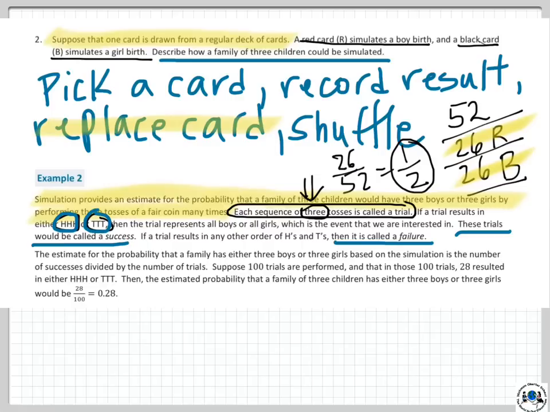So the estimate for the probability that a family has either 3 boys or 3 girls based on a simulation is the number of successes divided by the number of trials. That is very much what we've been doing already. We've done this in the past. It's very similar, it's just that we've added some new terminology, this idea of successes and number of trials.